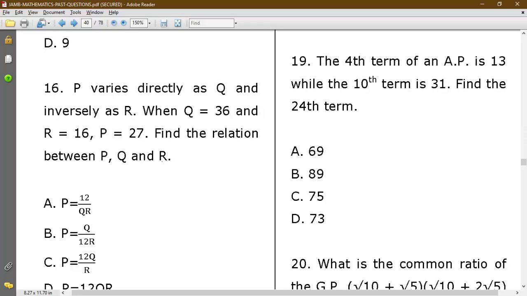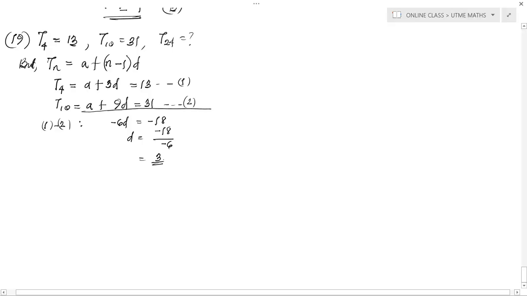That's not the end. We have d now, and we need to get A. Using equation 1, it will give us A plus 3d, that is 3 times 3, equals 13. That is A plus 9 equals 13. A equals 13 minus 9. So the final answer here is 4 for A.